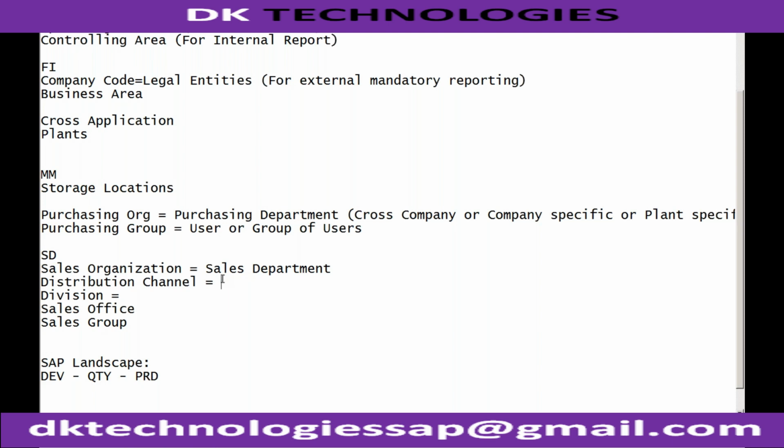So distribution channels are ways in which product or services can be distributed. Okay, divisions are maybe product lines, maybe locations also. So that completely depends on how the company wants to divide the divisions.